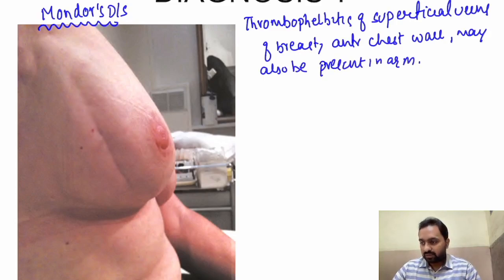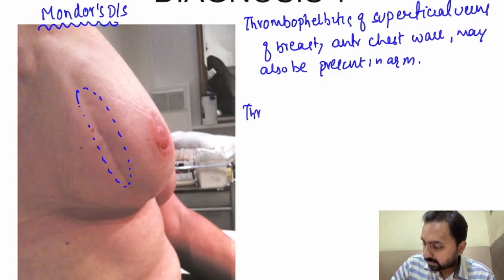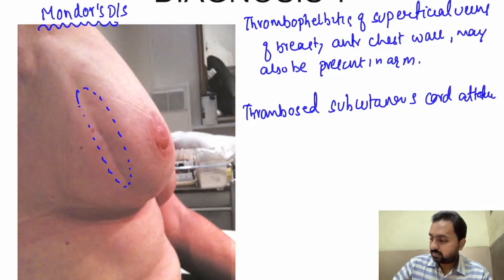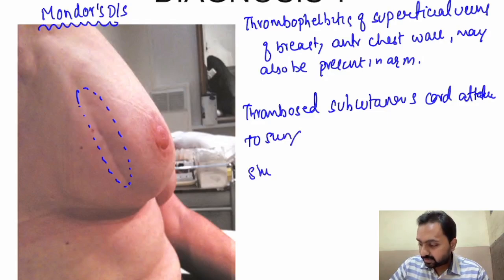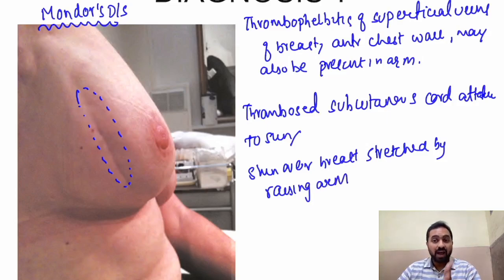So now if you see over here, there is this spot, right, which I mark with the dotted line. This is nothing but a thrombosed subcutaneous cord attached to skin, right? So what happens over here is skin over breast is stretched by raising arm. So what happens because of it?